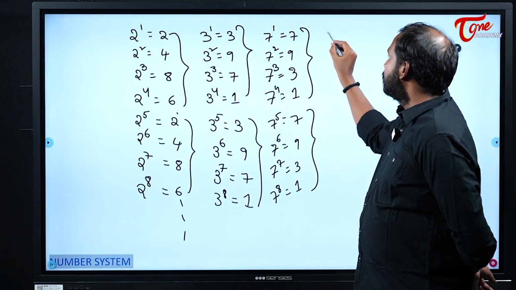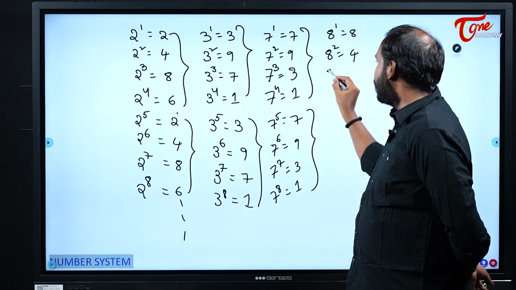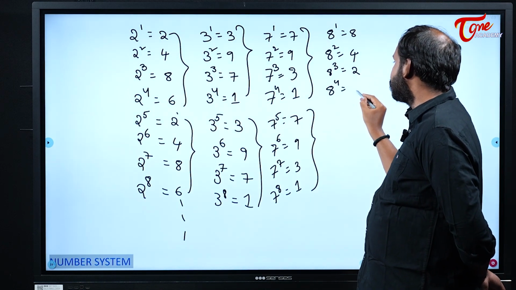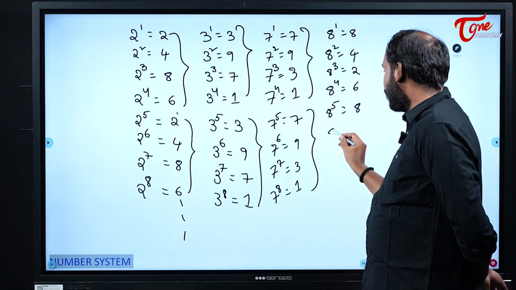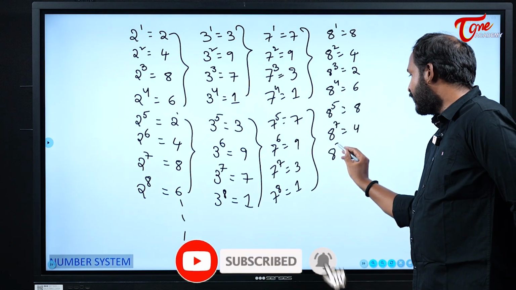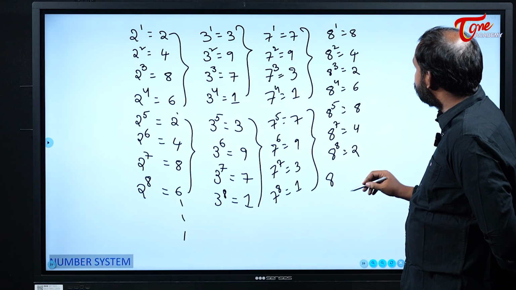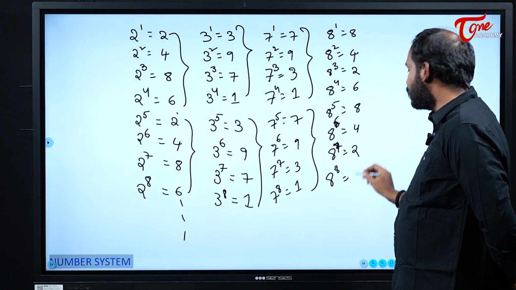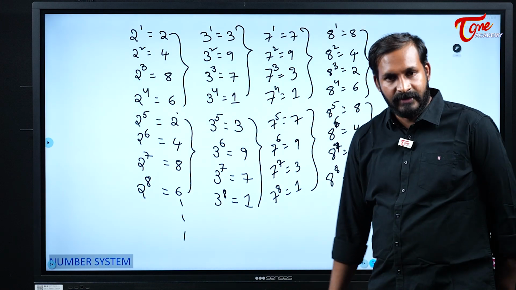Okay. Next, 8 to the power of 1 is 8. 8 square is 64, but units digit is 4. 8 cube is 512, units digit is 2. Next, similarly 8 to the power of 4, 8 2s are 16, so 6. 8 to the power of 5, 8 6s are 48, units digit is 8. 8 to the power of 7, 8 8s are 64, unit digit is 4. 8 to the power of 8, 8 4s are 32, units digit is 2. Sorry, 6, 7. 8 to the power of 8, 8 2s are 16, so unit digit is 6. If you observe 8426, 8426, like this, the same thing will be repeated.